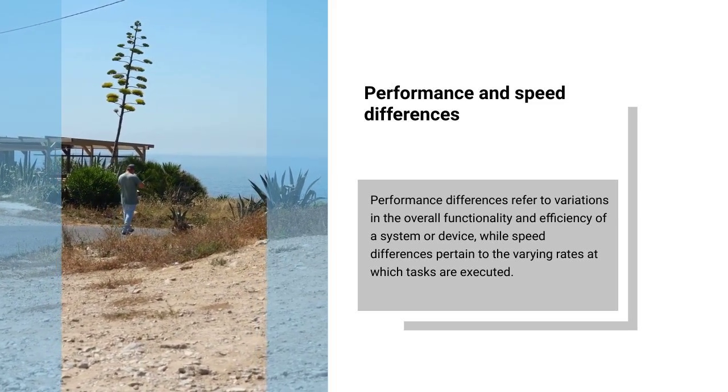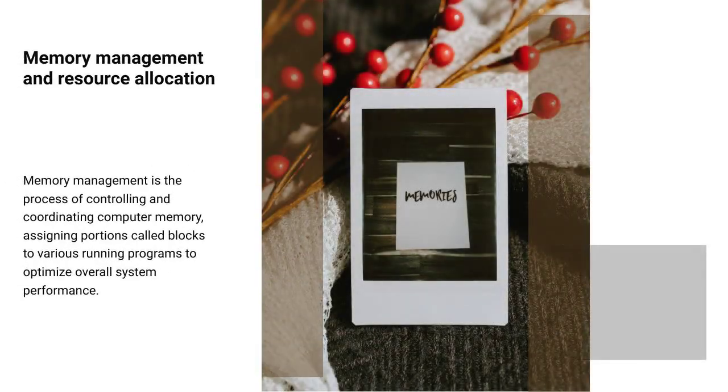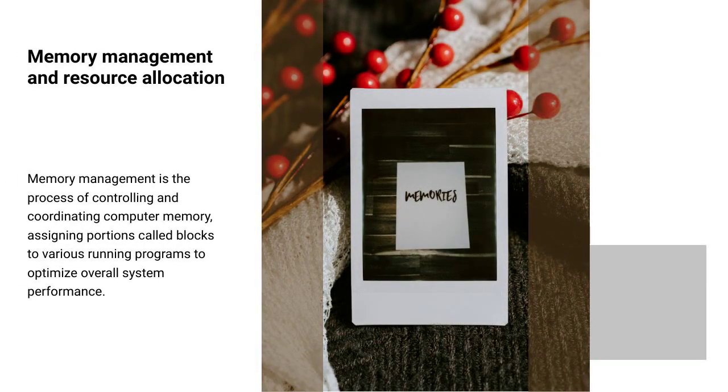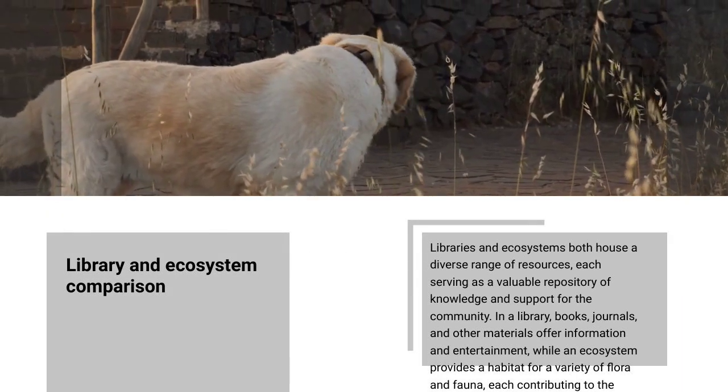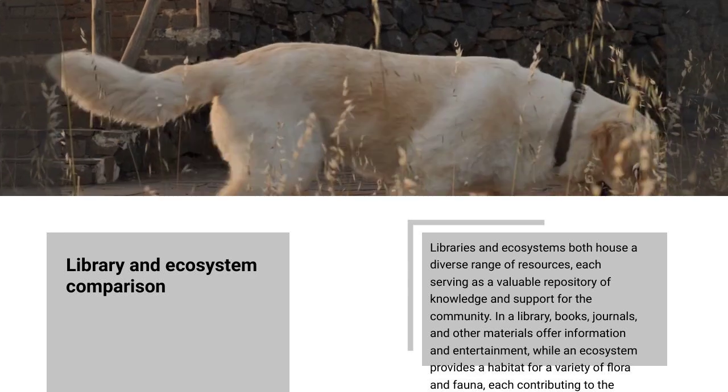while speed differences pertain to the varying rates at which tasks are executed. Memory management is the process of controlling and coordinating computer memory, assigning portions called blocks to various running programs to optimize overall system performance. Libraries and ecosystems both house a diverse range of resources, each serving as a valuable repository of knowledge and support for the community.